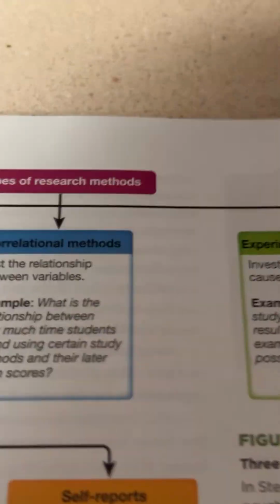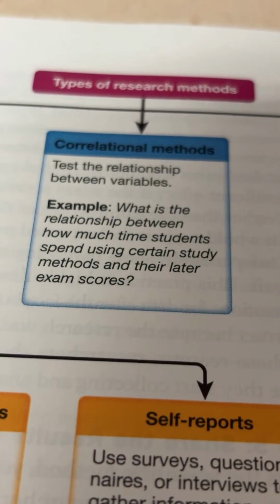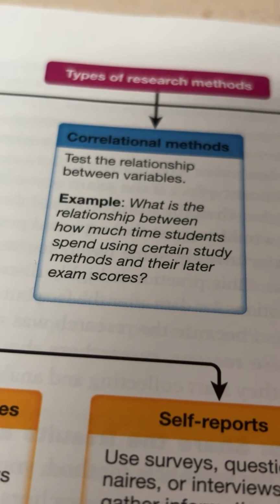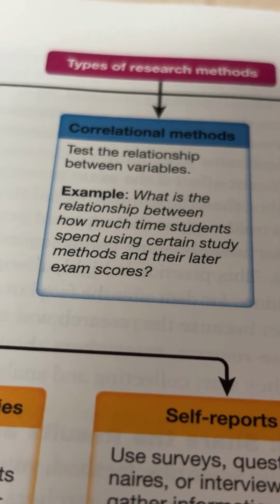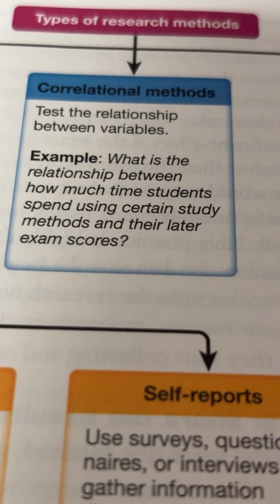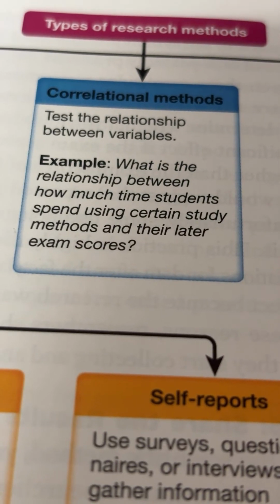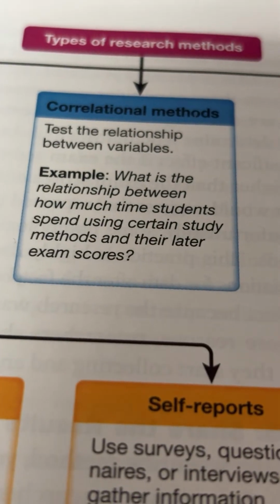Correlational methods test the relationship between variables. Example: what is the relationship between how much time students spend using certain study methods and their later exam scores?